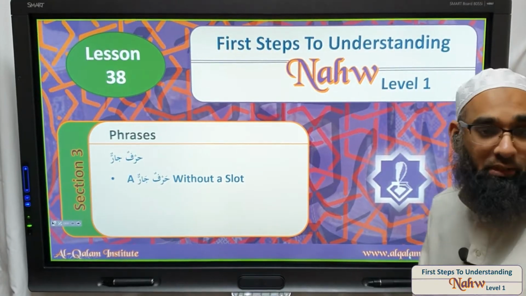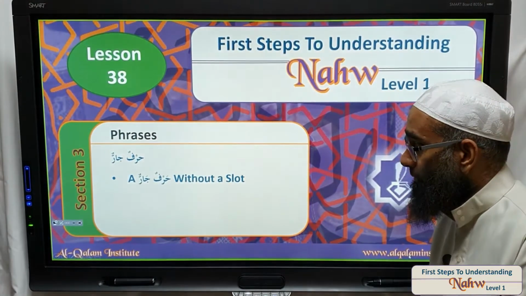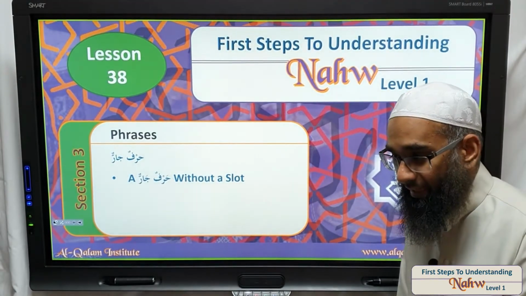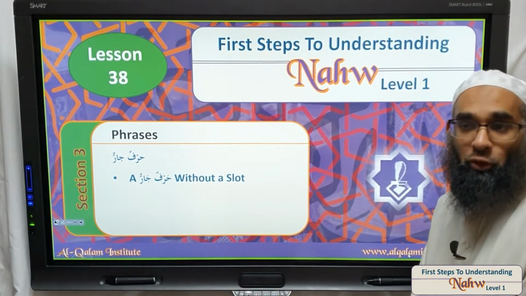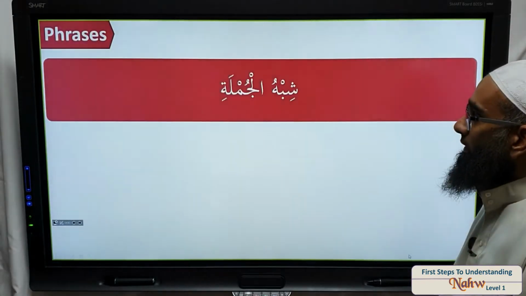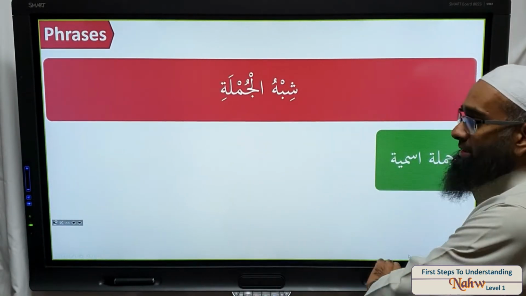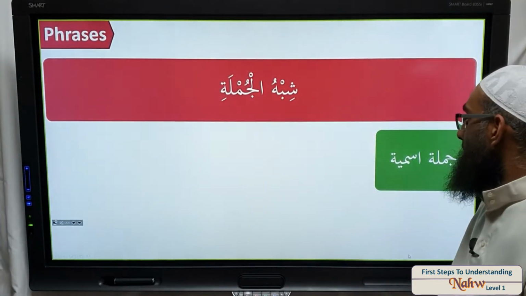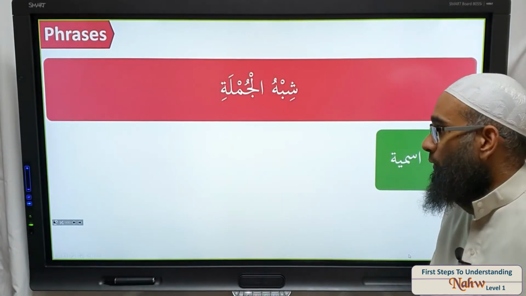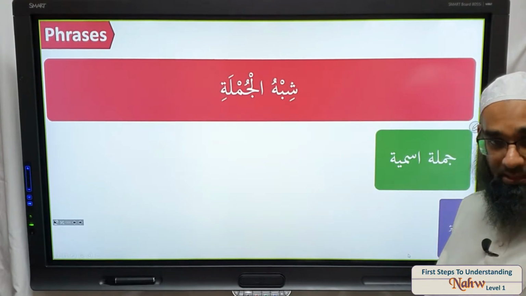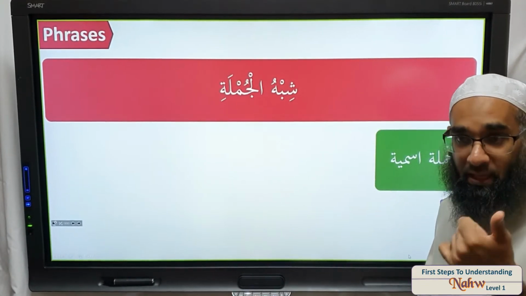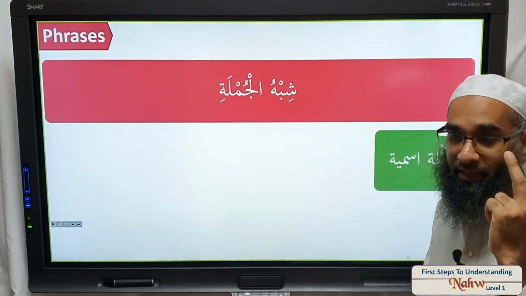So today inshallah we will be moving on to another use of the harfun jar. So previously we mentioned in our previous examples or lessons that shibhul jumla comes within a jumla ismiya, within a jumla fa'liya, and within a phrase. It comes how many places? 3 places. In a jumla ismiya, a jumla fa'liya, and a phrase.